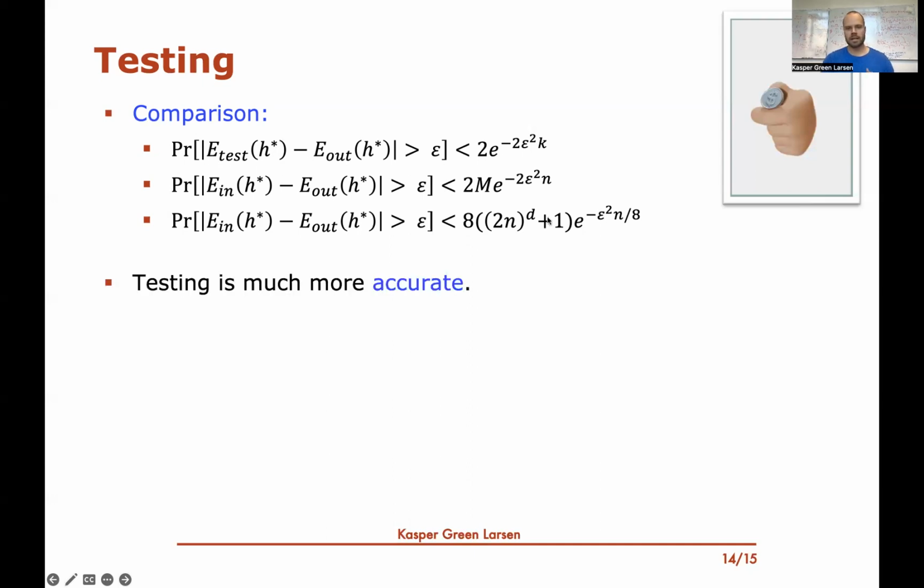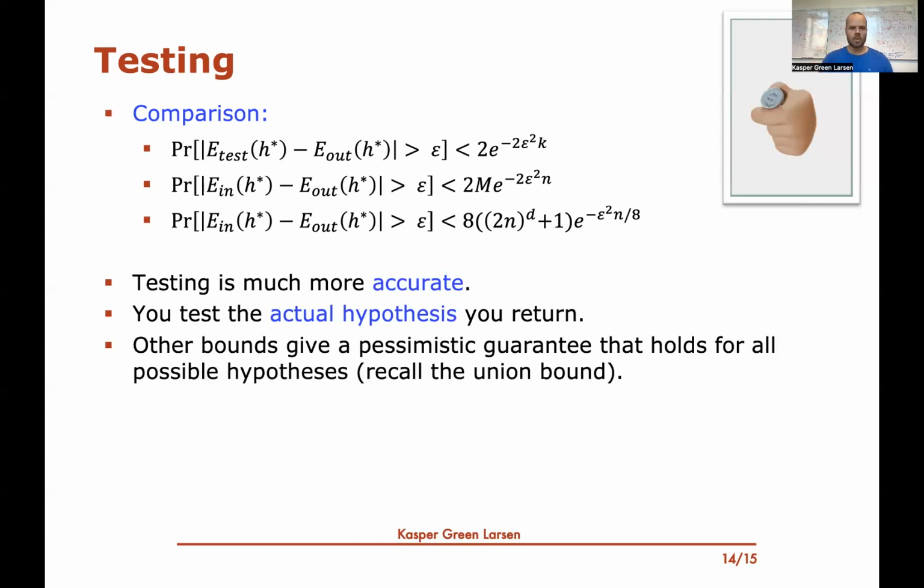So really what you see here is that the testing is much more accurate, because basically the only thing that you're testing is the actual hypothesis that you're going to return. Whereas if you think about the proofs that we went through for the other two bounds, they're actually very pessimistic.